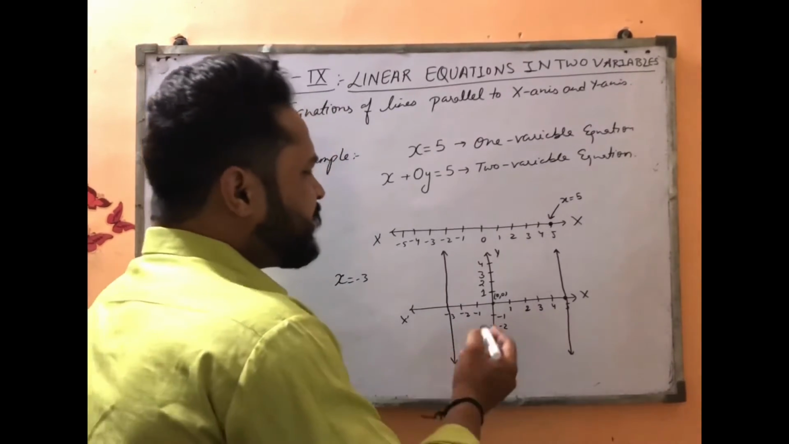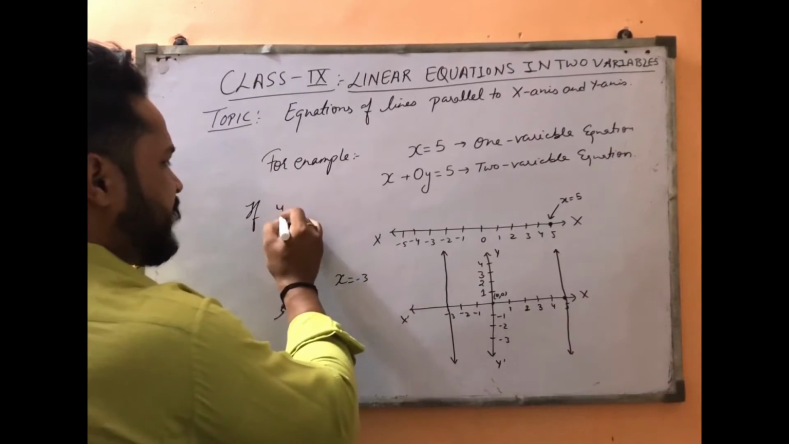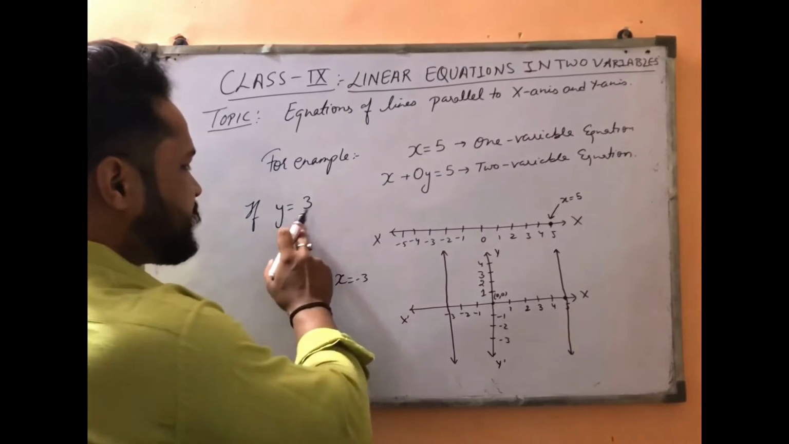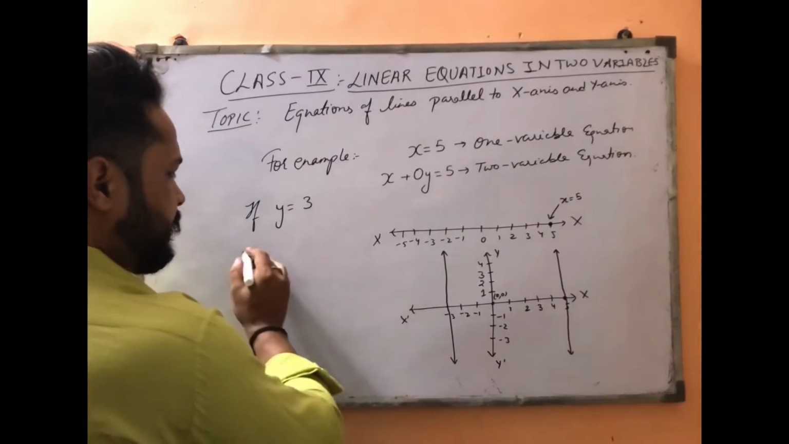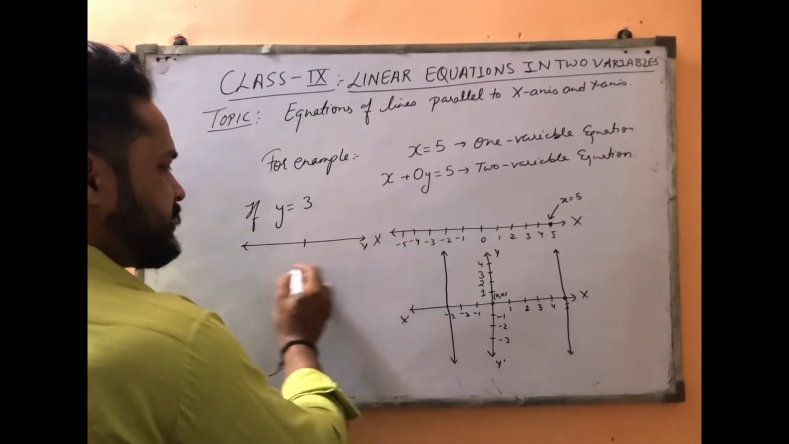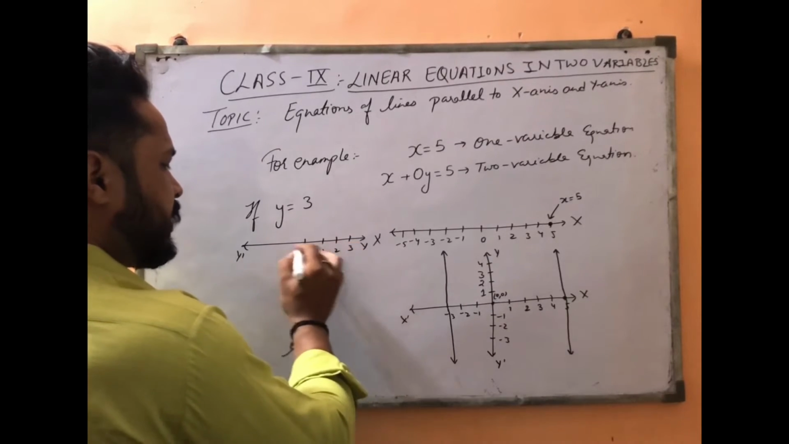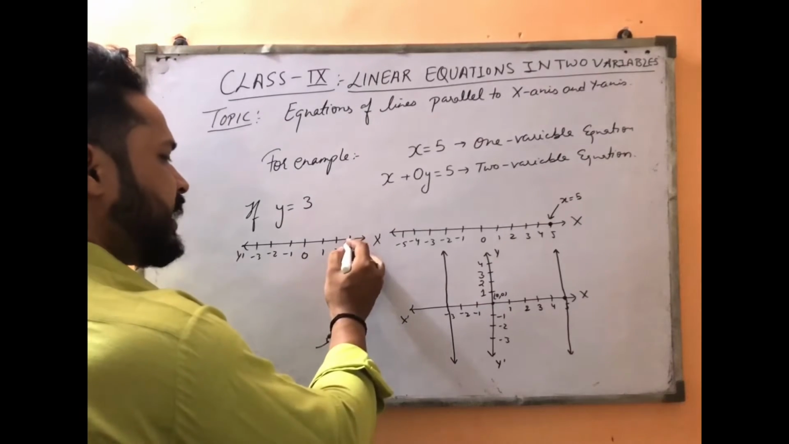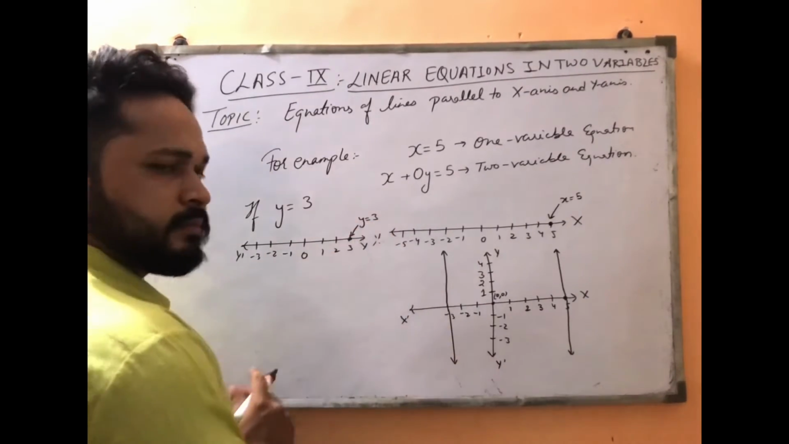Similarly, if we have an equation like y is equals to 3, that means it is a one variable equation. So in one variable, this is y, this is y dash, this is 0, this is 1 2 3, this is -1 -2 -3. On a single axis, it is also represented as a point, that is y is equals to 3 in a single variable.